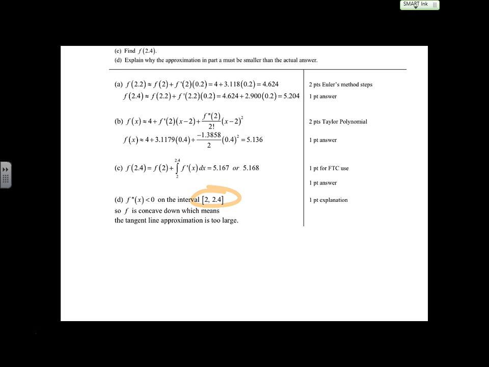Oh, that's weird, because at 2.4. Let me check again. If it says too large, I would just say over approximation. Yeah, derivative at 2.4. Okay.